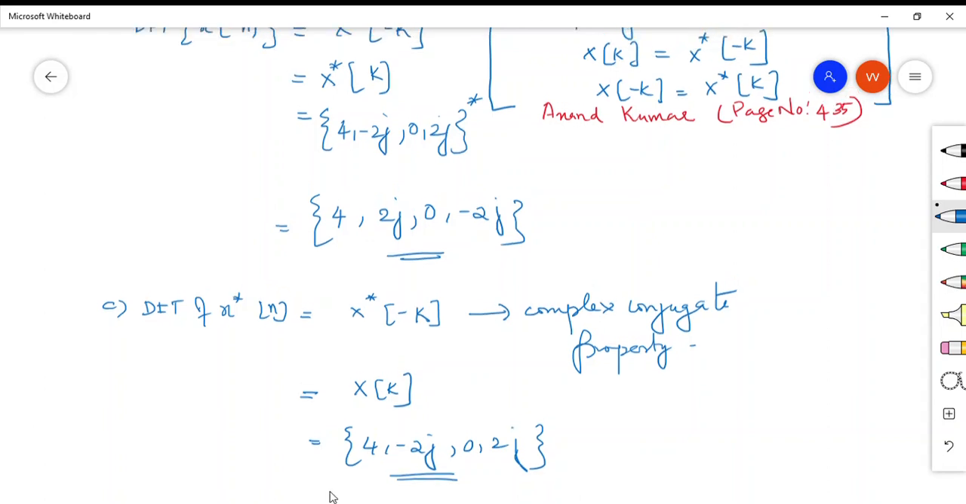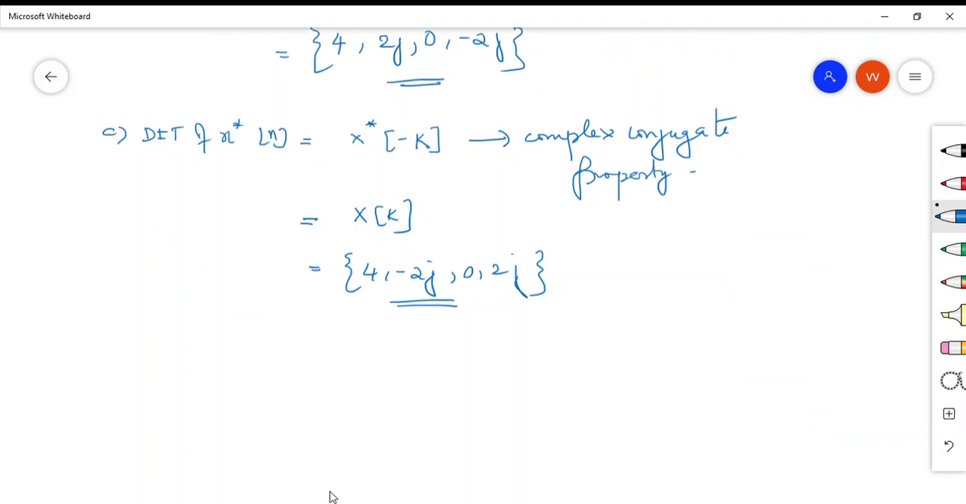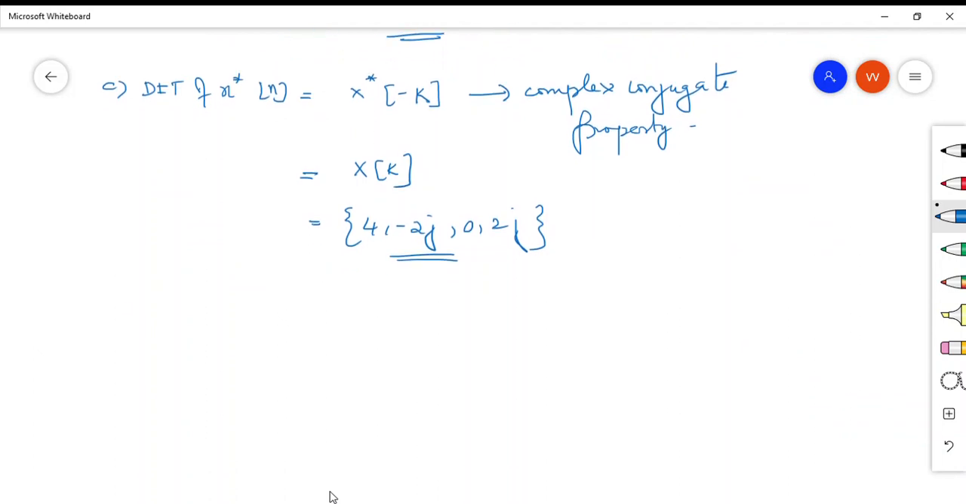Now next, you have to find the DFT of x of n circular convolution x of n. Using the convolution property, you can directly multiply the DFTs. So here it is x of n convolution x of n, so you can directly take X of k multiplied with X of k. If it is two other signals, x1 of n and x2 of n, then it will become X1 of k and X2 of k respectively.